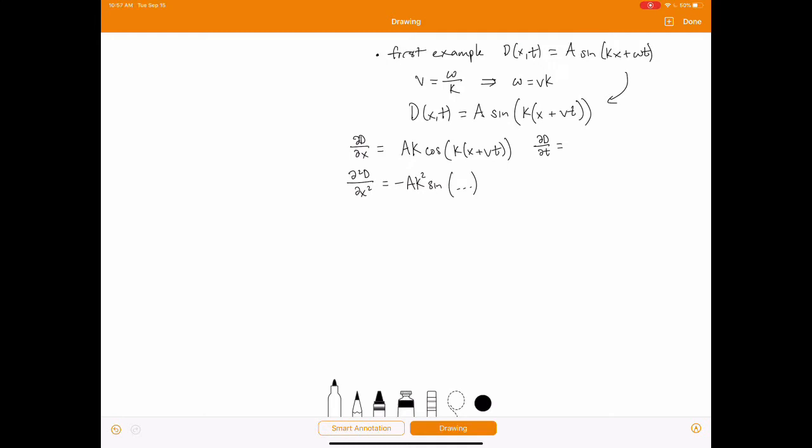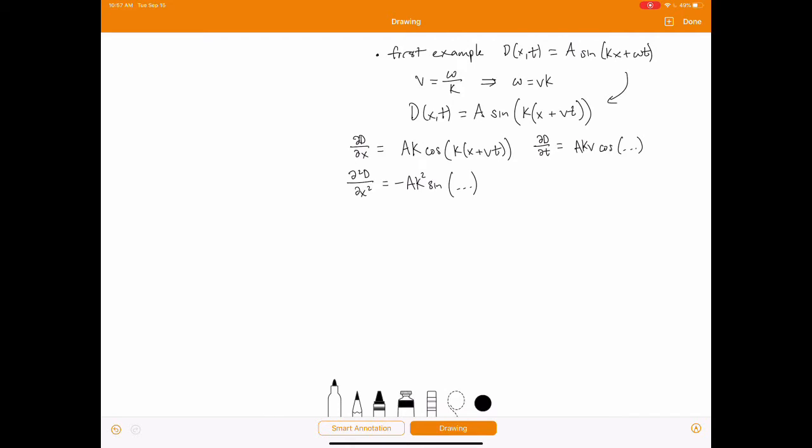So again, sine goes to cosine. So I have a factor of a out front. And now this goes to cosine. Again, I'll just put dot, dot, dot because we know what's in this cosine function. But when I take the derivative of what's inside with respect to time, I'm going to pull out a factor of k and v, because k and v are both multiplying t.